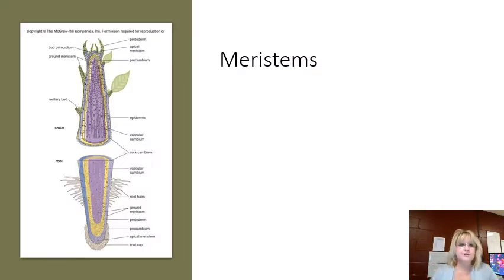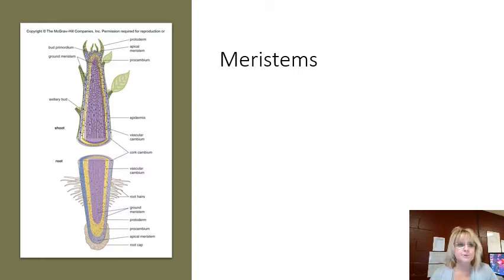Okay, and this is just a really good drawing of the meristematic tissue. If you look at the very tip top, you will see where the apical meristem is, and if you look at the very bottom, you will see the root cap. And underneath the root cap is the apical meristem at the bottom on the root. This is a really good diagram.